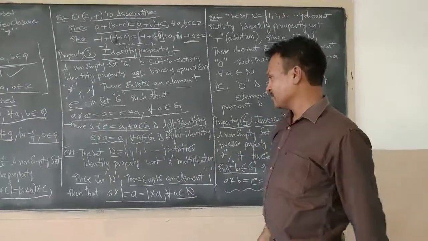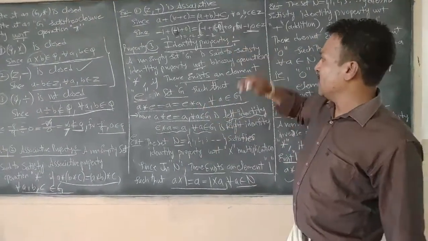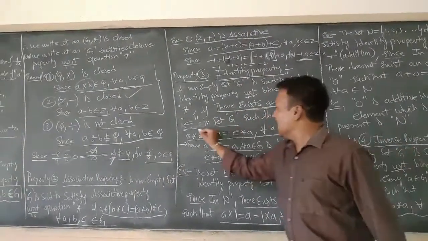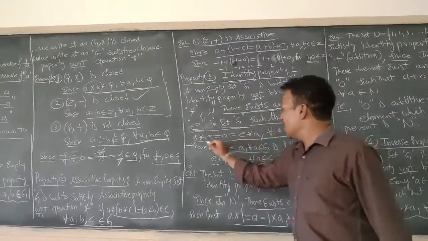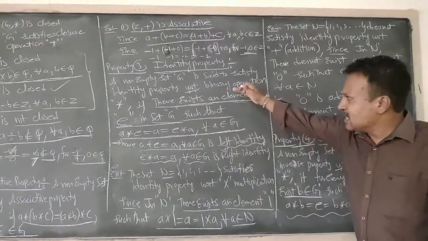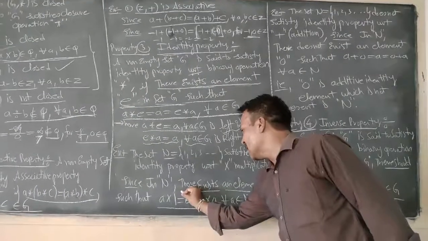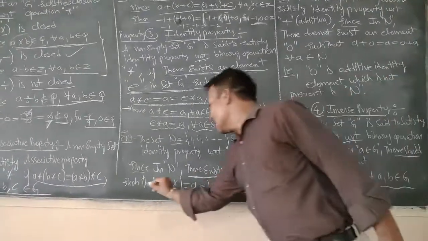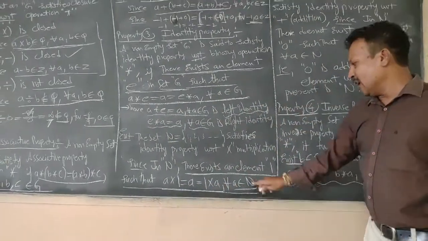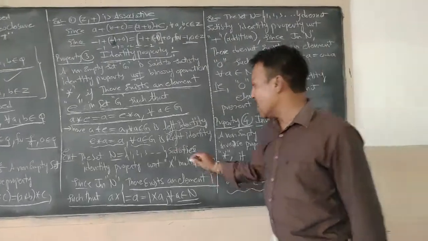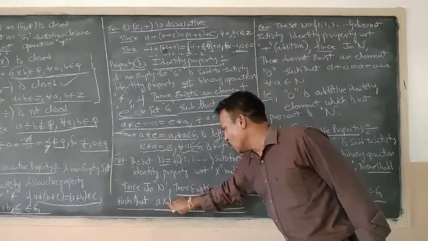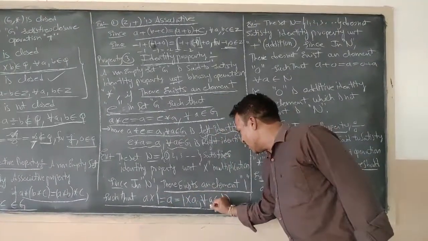I read it once again, relating to the definition. Here we have written that if there exists an element E in set G such that A star E is equal to A is equal to E star A for every A belonging to G. In the same way, I have written here that there exists an element 1 such that A into 1 is equal to A is equal to 1 into A for every A belonging to N. That is, in the set of natural numbers, there exists an element 1 which satisfies the property A into 1 is equal to A is equal to 1 into A for every A belonging to N.